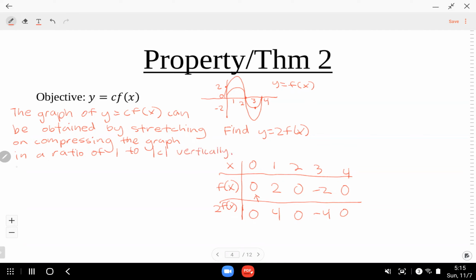All right, so if c is greater than 1, we're going to stretch. If c is in between 0 and 1, then compress. Now, does anybody know what happens when c is negative? What happens when c is negative?